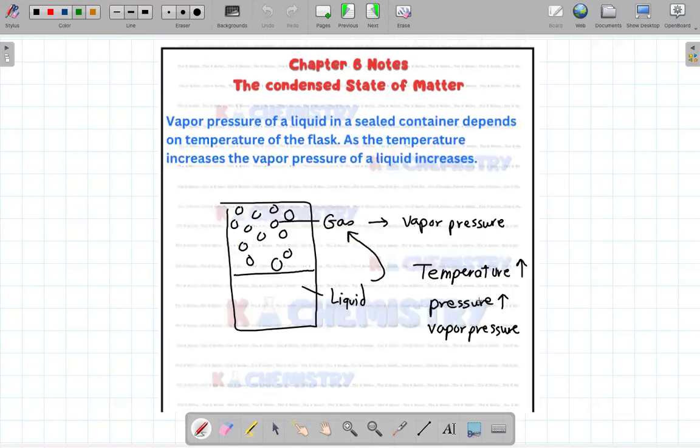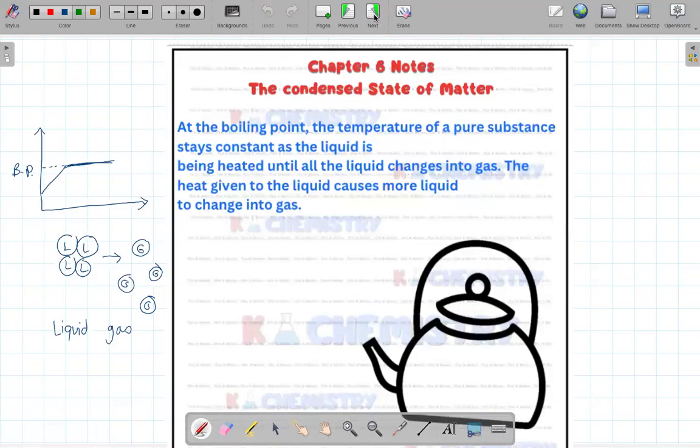When you increase the temperature, the pressure increases. Why? Because more liquid particles have changed into gas particles and caused more collisions with the container and caused higher vapor pressure. The more you increase the temperature, the more the vapor pressure is there, because this is a direct relationship. So they are directly proportional in increase.